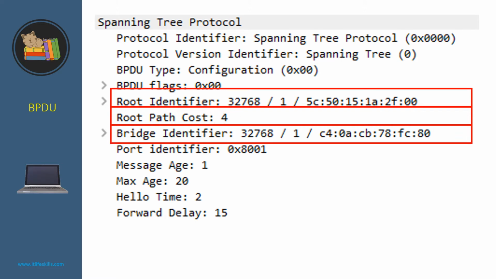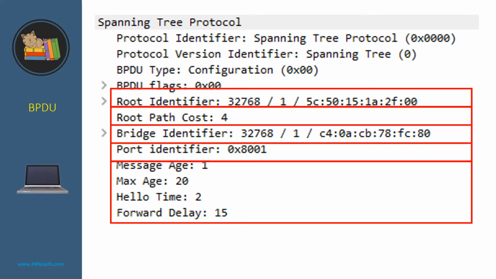Bridge identifier. This field lists the information of the current switch that forwards the BPDU. Port identifier. This field lists the ID of the port that forwards the BPDU. Timers. All switches use the timers set on the root switch to decide their actions.